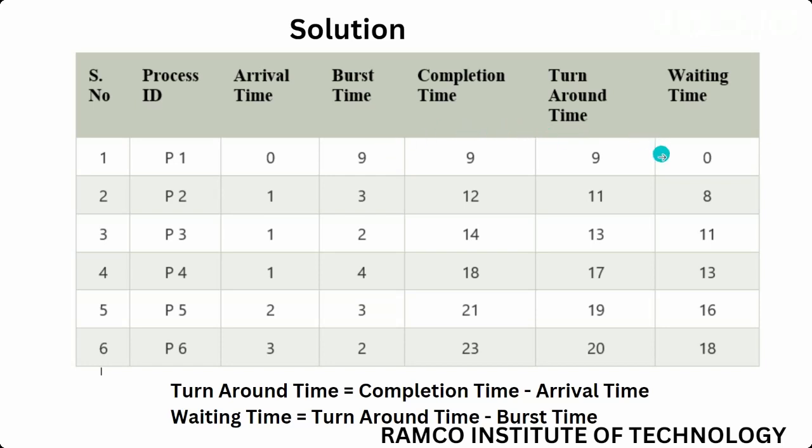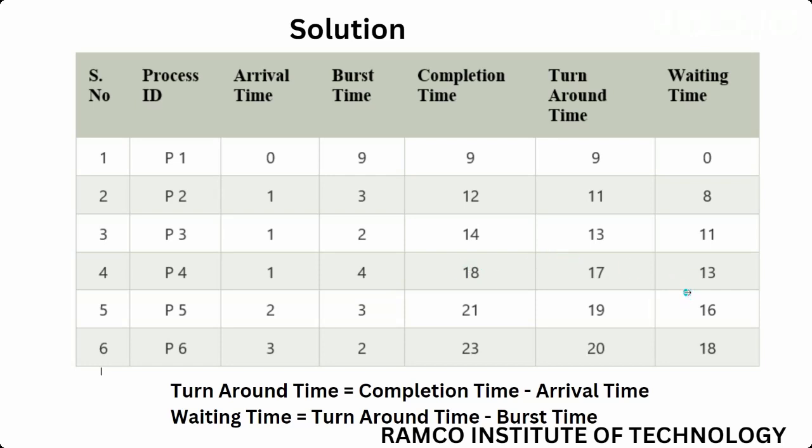Next the process P2. P2 waiting time is 8. The turnaround time is 11 and burst time is 3. So 11 minus 3, 8. The next process P3, waiting time 11, turnaround time 13 and burst time 2. So 13 minus 2, 11. Next one P4. P4 waiting time is 13. Here the turnaround time is 17 and burst time 4. So 17 minus 4, 13.